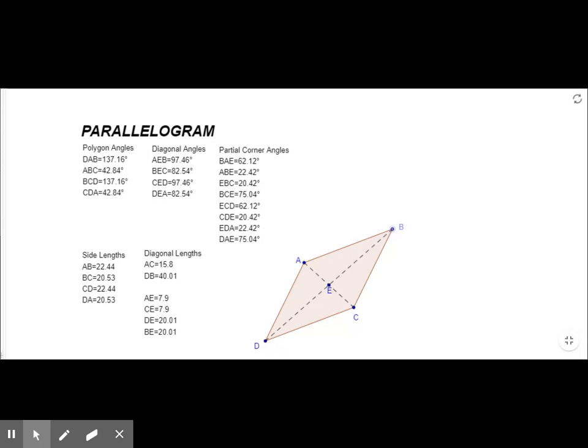The next one wants to know, are the diagonals congruent? Well, notice here it has the diagonal lengths listed. So you can just look at the diagonal lengths and see if they're the same or not. In this case, they weren't. One was longer than the other.